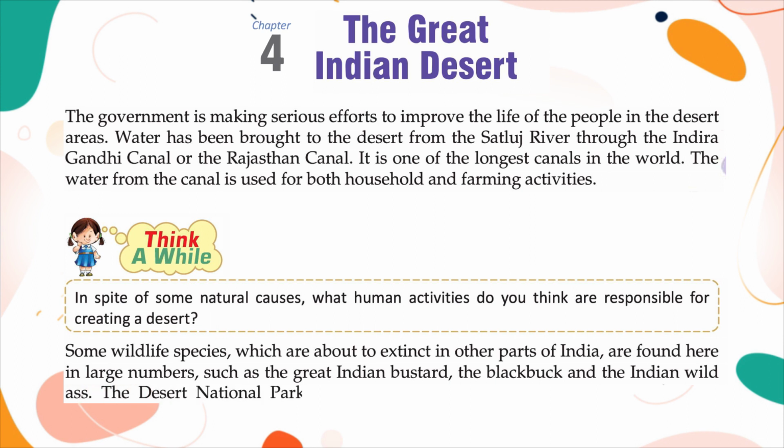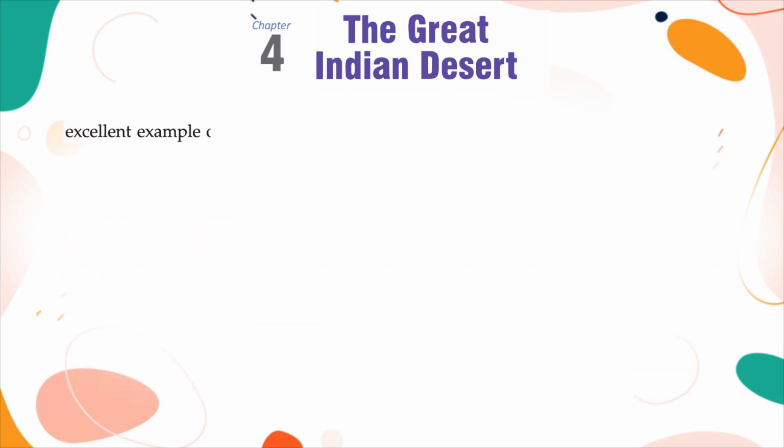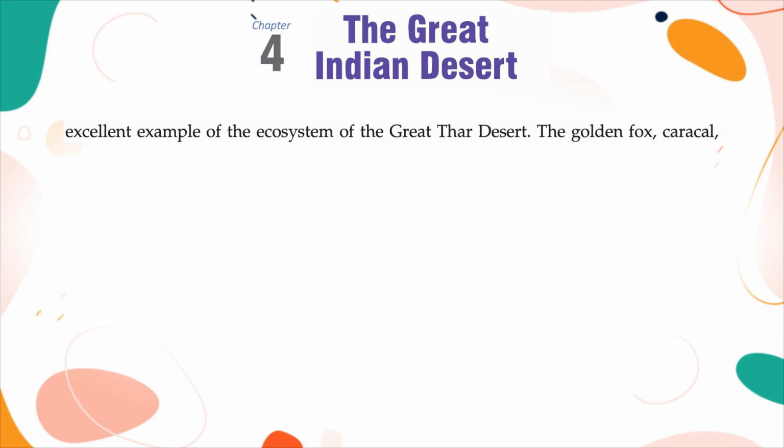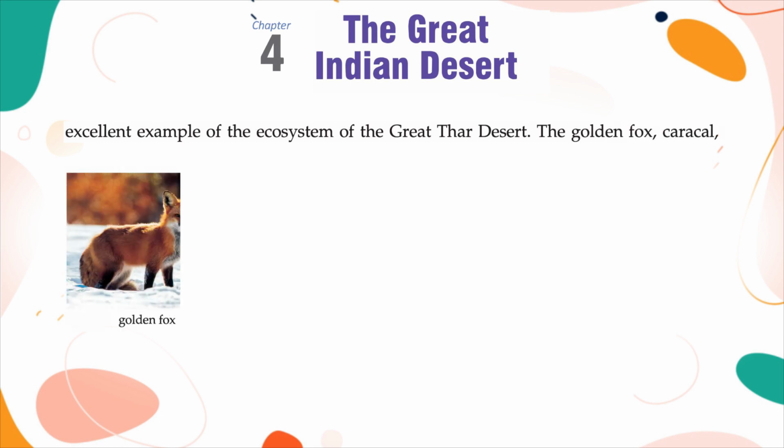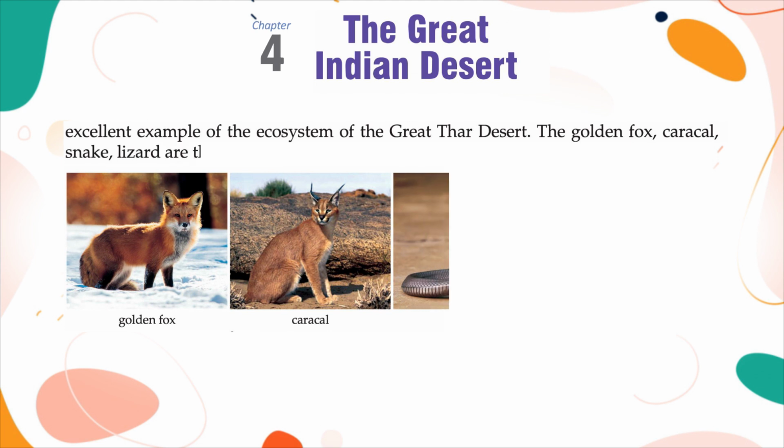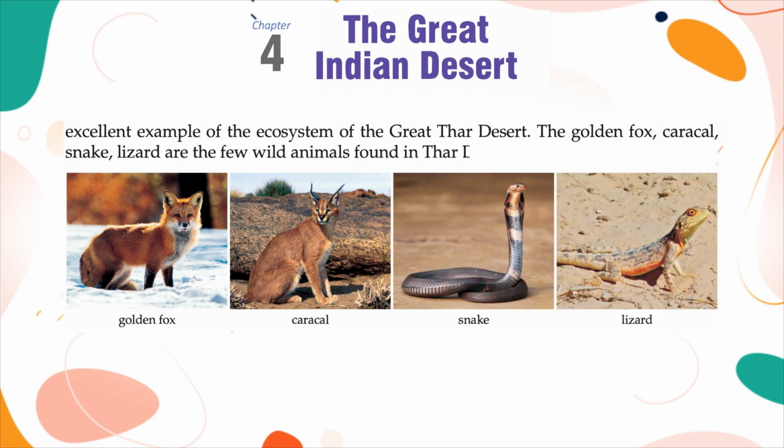The Desert National Park, Jaisalmer, spread over an area of 3,162 km square, is an excellent example of the ecosystem of the Great Thar Desert. The golden fox, caracal, snake, lizard, are the few wild animals found in Thar Desert of India.